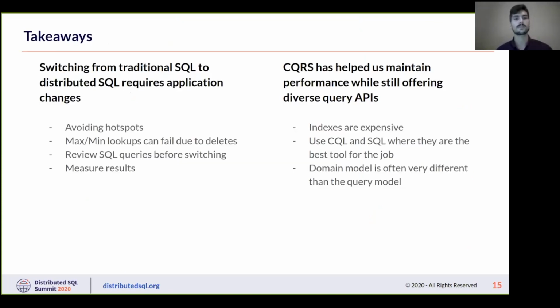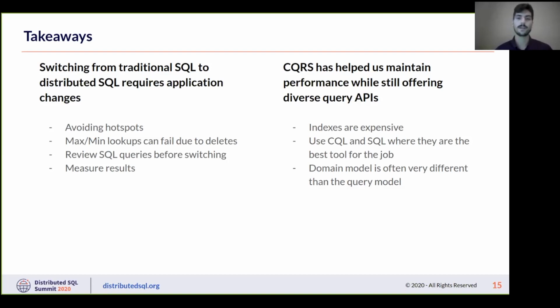And just to sum up this talk a little bit, we found that switching from traditional SQL to distributed SQL isn't as easy as just swapping out your JDBC URL. You need to make sure you're avoiding hotspots, watching out for tombstones and expensive index scans. And really, you just want to review your SQL queries before you switch and to always be measuring your results so you know where to look if things aren't turning out the way you'd expect them.